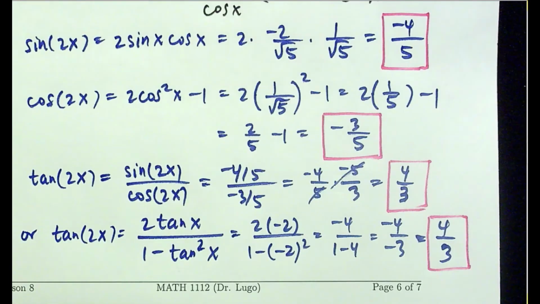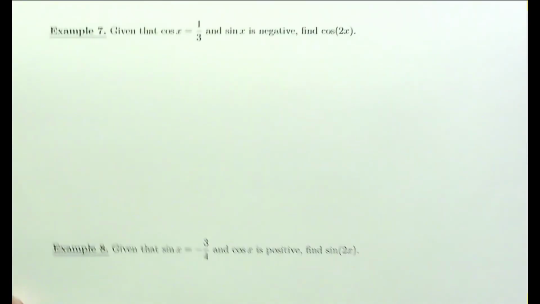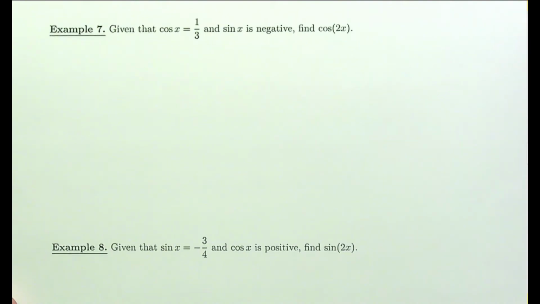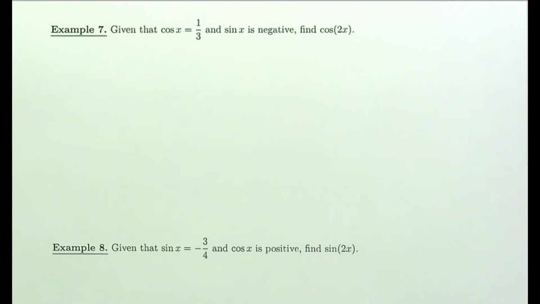Let's now do another example. Okay, let's look at this one. It says, given that cosine of x is 1/3 and sine of x is negative, find cosine of 2x.